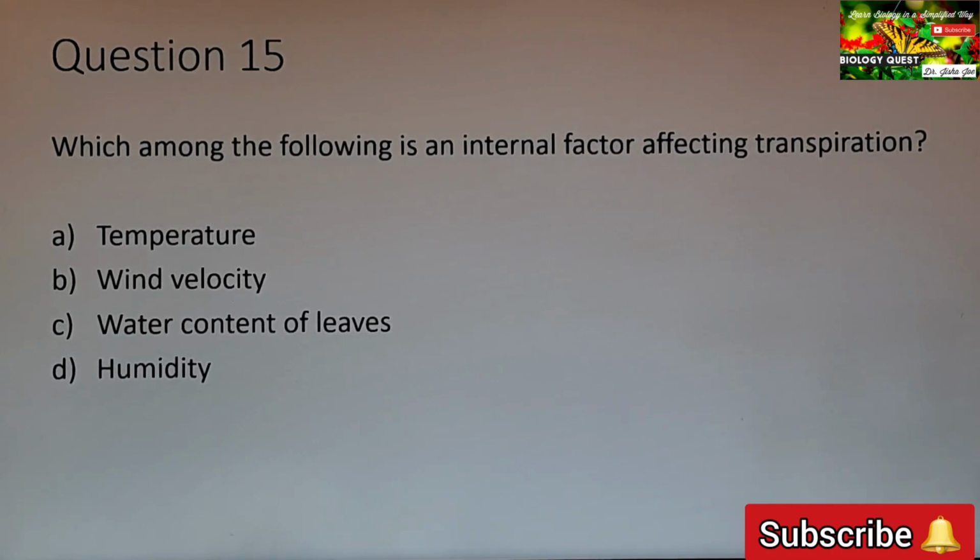When there is a decrease in the water content inside the leaves due to insufficient absorption of water by the roots, what happens naturally? There is a chance for wilting of the leaves and the dying of the plant if transpiration occurs. So naturally the stomata will close, so that whatever water is present in the plant is not lost through transpiration. That is a natural mechanism by the plant to conserve water. So that is an internal factor which affects the rate of transpiration. The correct answer is option C, water content of leaves.